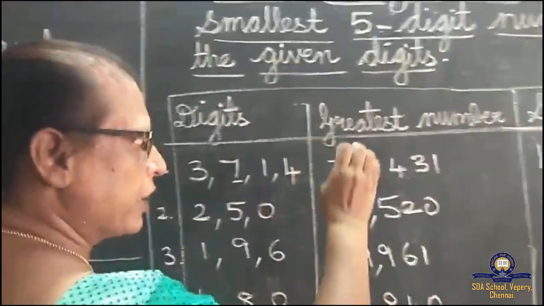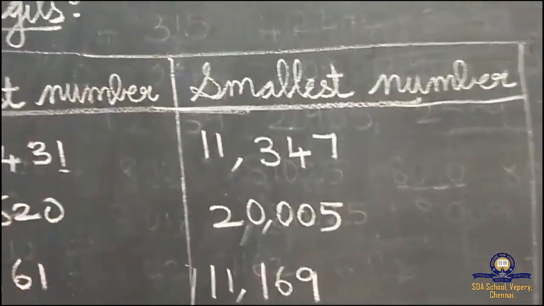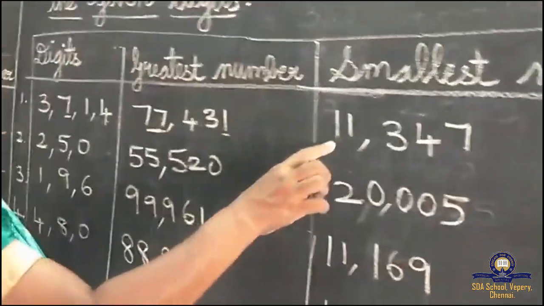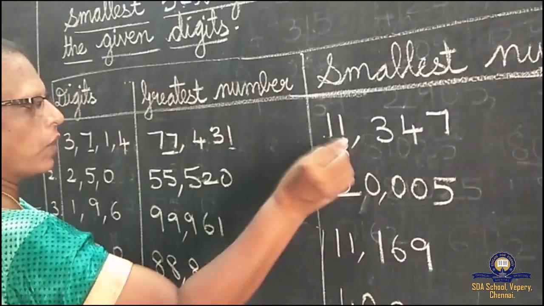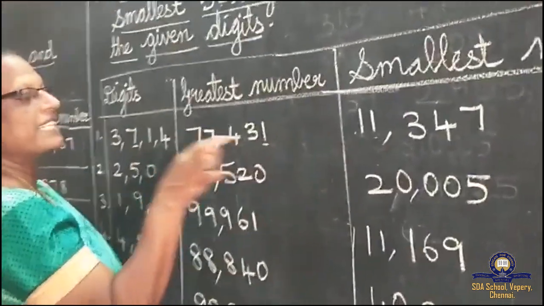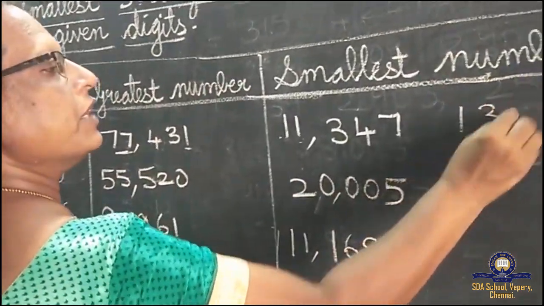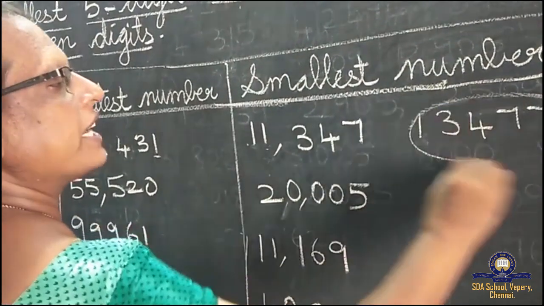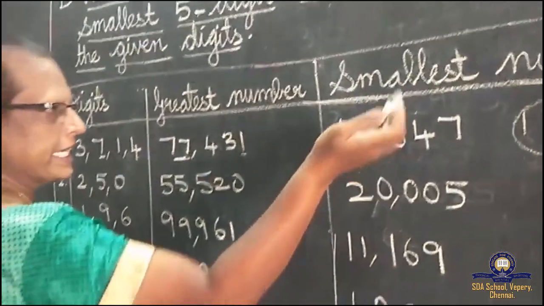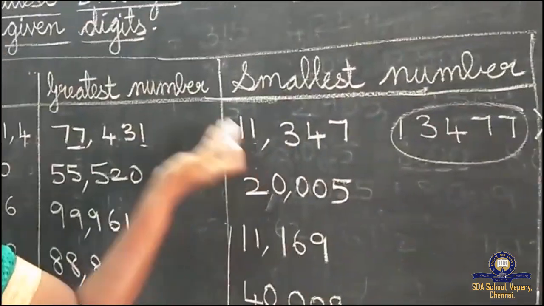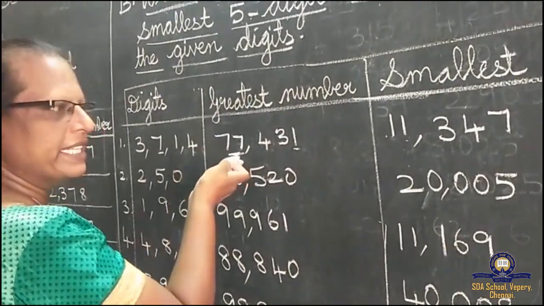Understood, children? Likewise for the smallest number, you have to repeat the smallest number to form the 5-digit number. So 1, 1, 3, 4, 7. You should not write 1, 3, 4, 7, 7. If you write like this, it will be wrong. Understood, children? So you have to repeat the smallest number for the smallest, and the greatest number for the greatest, to form the 5-digit number.